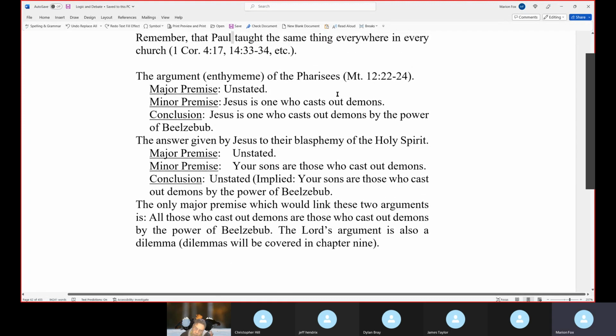So really his argument is a dilemma also. We'll get to dilemmas in chapter 9. And so they've got two alternatives. They can either give up the argument about Jesus, or they can admit that they, and their sons, that would be their disciples, and sons is probably used for their disciples who claim to cast out demons, that they're doing it by the power of Beelzebub too. So they're between, as we say in Oklahoma, between a rock and a hard place. That's called a dilemma. Any questions?